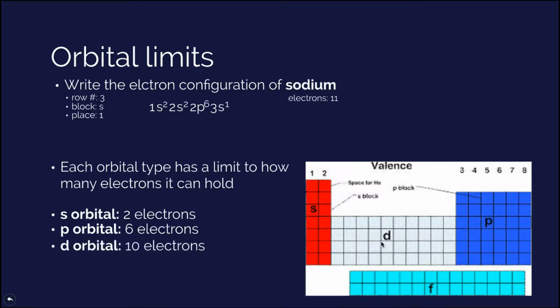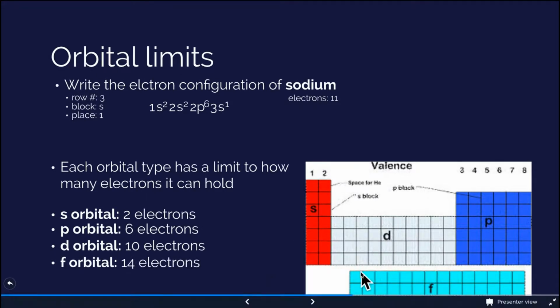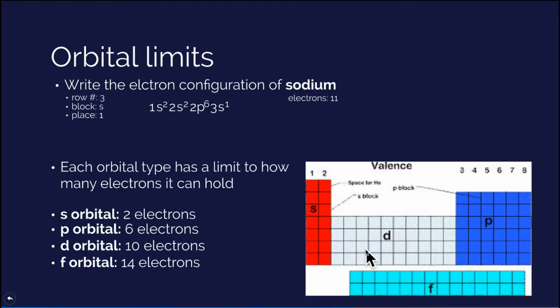Now with the d orbital, there will be 10 places for the transition metals, so there are 10 electrons that we can put in our d orbital. And then finally, for the f orbital, there are 14 places. We can put in 14 electrons for our f orbital.